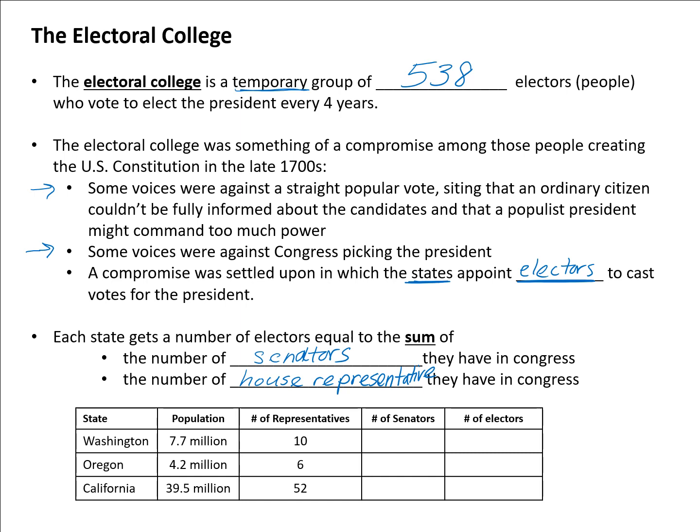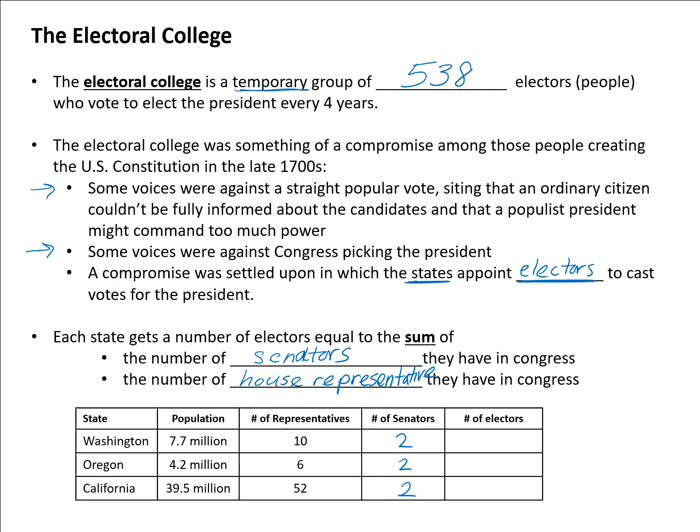So one thing to remember here is that each state gets the same number of senators. Every state, like Washington, Oregon, California, all get 2 senators. But they get different numbers of representatives. And the number of representatives they get is based on their population. So Oregon, who has the least number of people of these 3 states, gets 6 representatives. That's a smaller number of representatives than the state of Washington, who has 7.7 million.